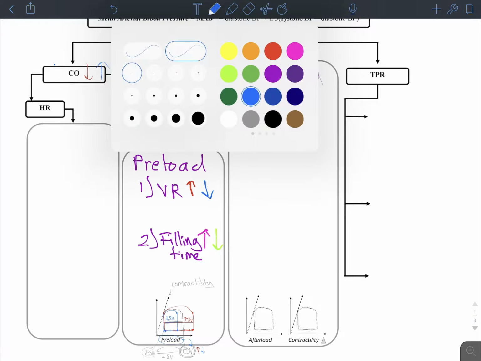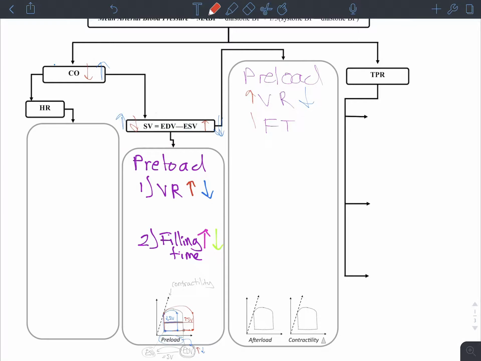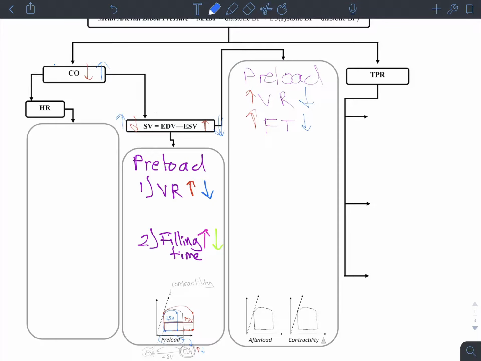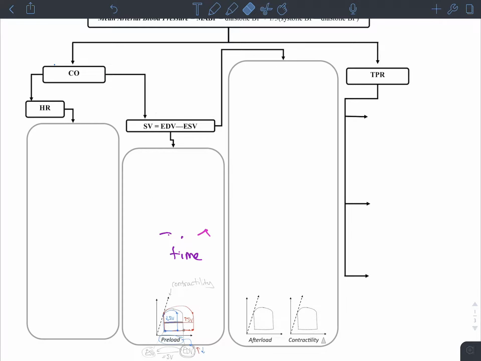All right, and filling time is exactly the same relationship, where if we increase the amount of filling time we have, that means we can end up with more blood in the heart. And if we're decreasing the amount of filling time we have, then we're decreasing the amount of blood that's left in the heart. Okay, so that's preload. I'm going to go ahead and erase, so we have enough room to talk about the next factor that affects ESV.